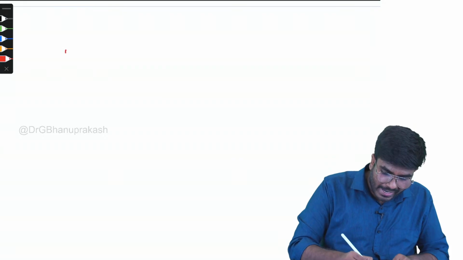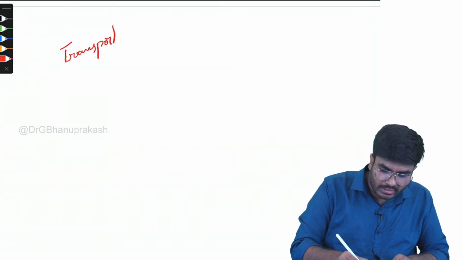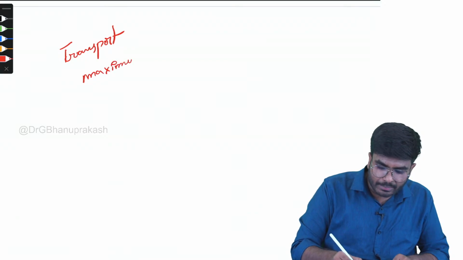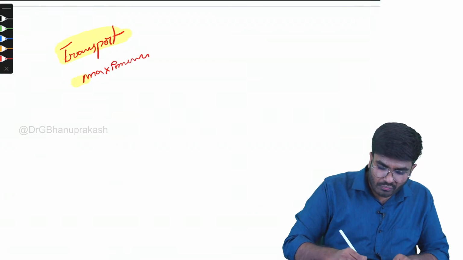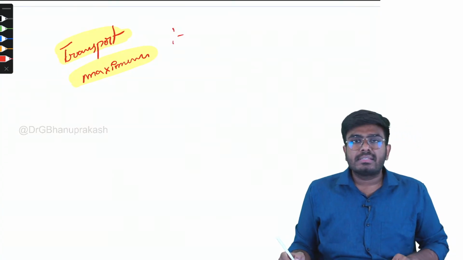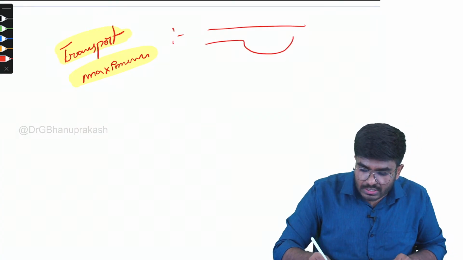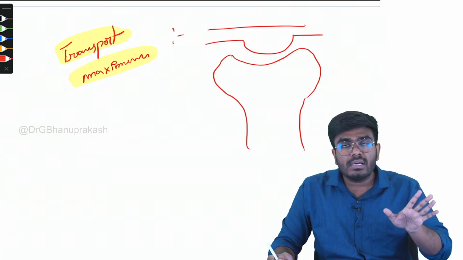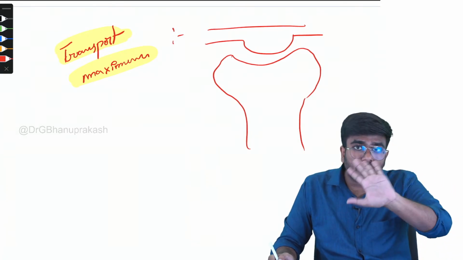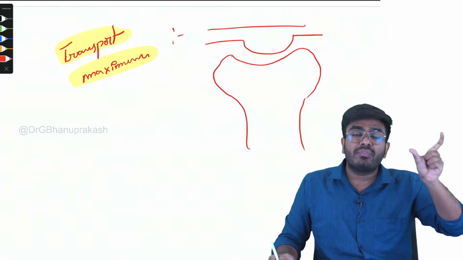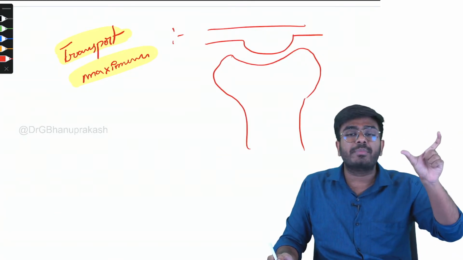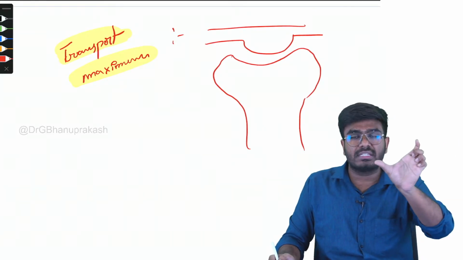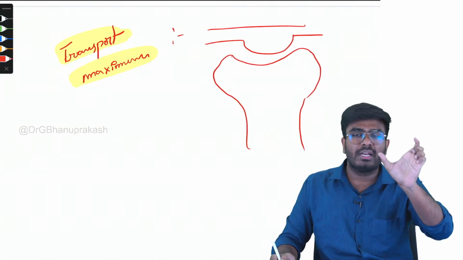Okay. Now there is one more term called transport maximum. Now what is the concept of transport maximum? See, now I'm just telling you one more story. Right now I am not talking about the plasma concentration of glucose. Previously I have taught you, if you increase the plasma concentration of glucose to 200 milligrams per deciliter, glucose will start to appear in the urine. That value is called renal threshold for glucose or urinary threshold for glucose.